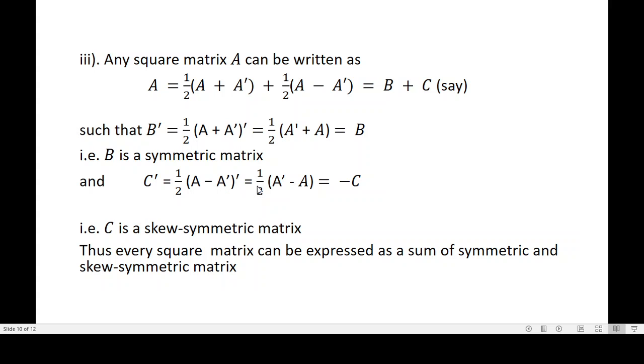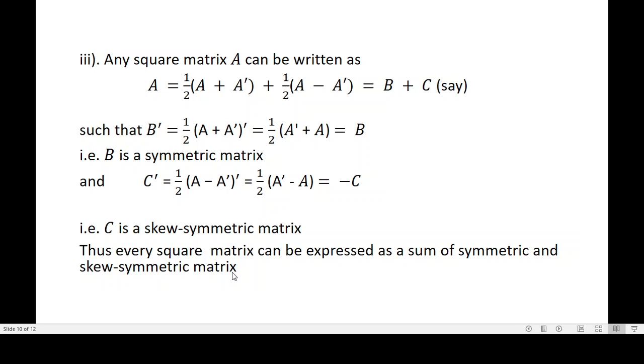to A. Therefore, this is equal to half into A transpose minus A, which is equal to minus of half into A minus A transpose, which is equal to minus C. Therefore, C dash is equal to minus C, or C is equal to minus C transpose, which means C is a skew symmetric matrix. Therefore, any square matrix can be expressed as a sum of symmetric and skew symmetric matrix.